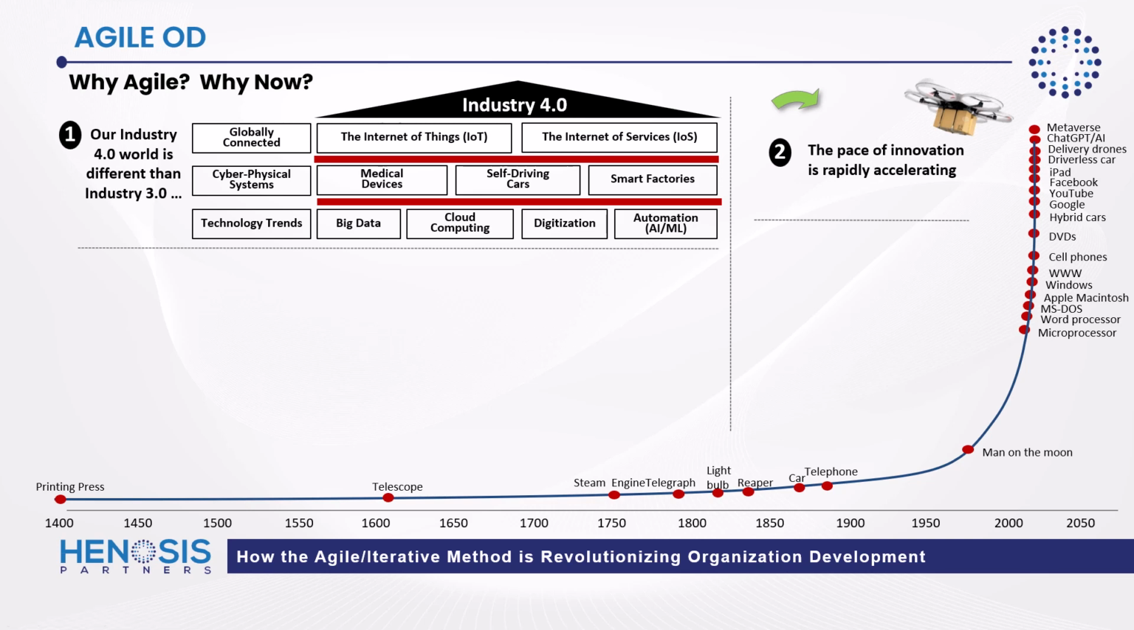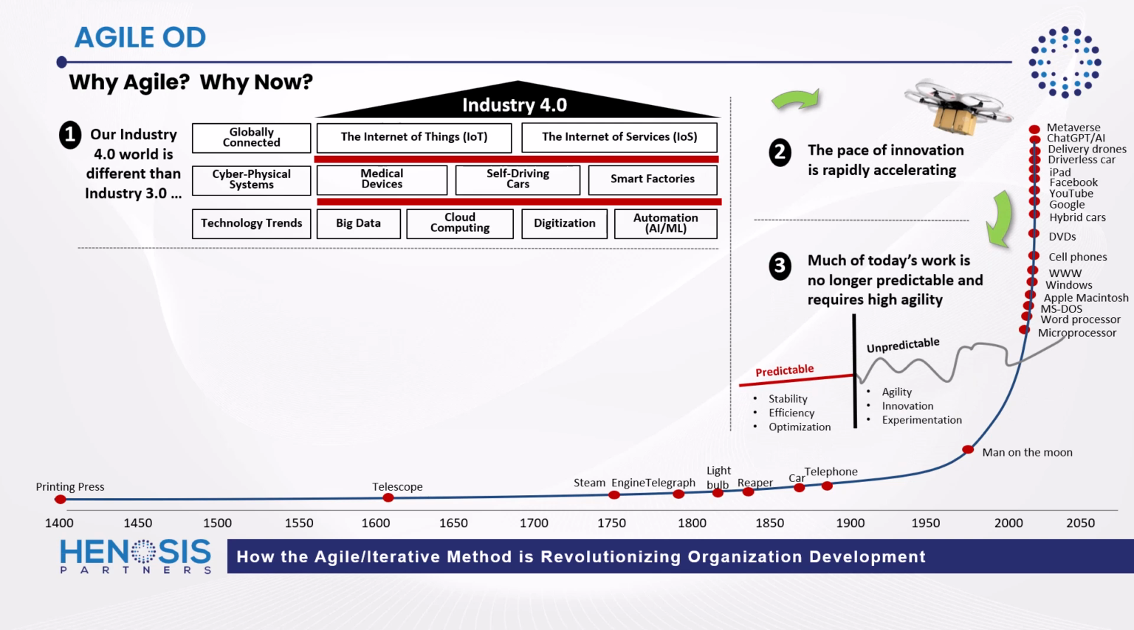Another reason for why Agile, why now, is that much of today's work is no longer predictable and requires high agility. Up to about the 1980s, our operating environments were somewhat predictable, and an organization's focus or goals in a more predictable world is stability, driving of efficiency, and optimizing of operations. However, today, with the rise of the internet and other disruptive technologies, we now operate in an unpredictable environment. And in such an environment, an organization needs to focus more on agility than stability. They need to focus more on being innovative than driving for efficiency.